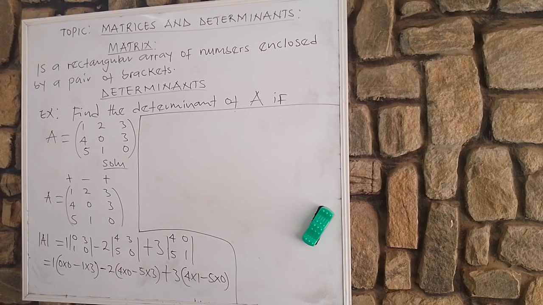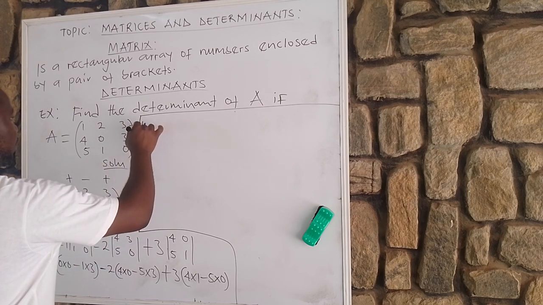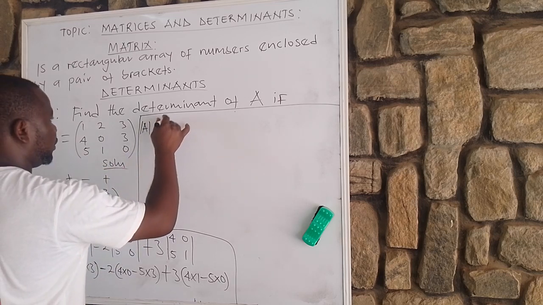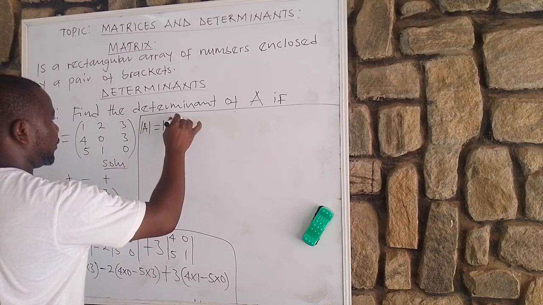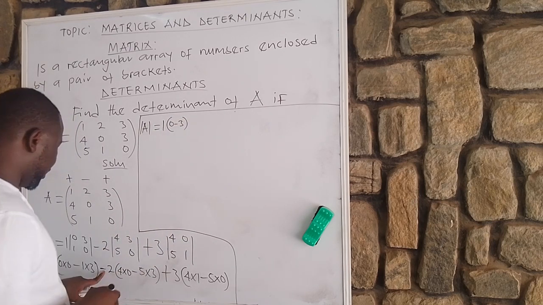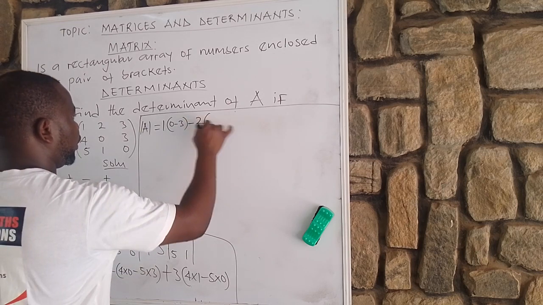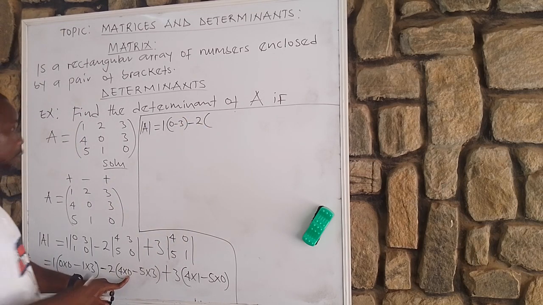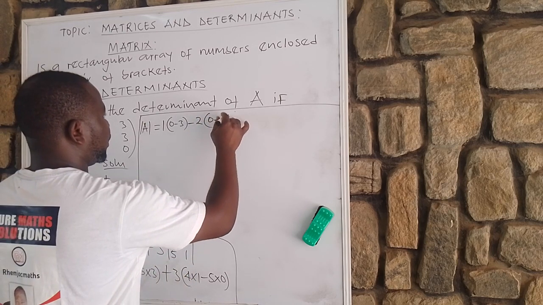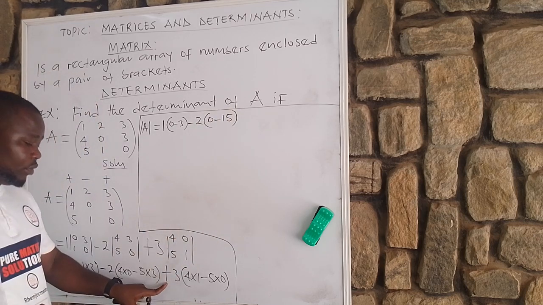This is how we are going to do it. Our determinant of A will now be equal to 0 times 0, 0, minus 1 times 3, minus 3. Let me just break it down. So 0 minus 3. Then here, minus 2, 4 times 0 is 0, then minus 5 times 3, minus 15.